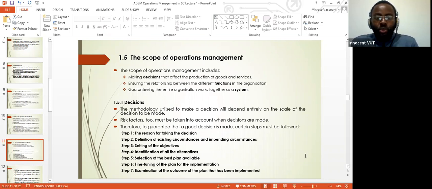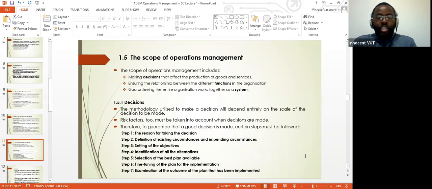Step number two is the definition of existing circumstances and impending, or forthcoming, circumstances. These two circumstances need to be evaluated in detail. Under this step, information on price, cost, labor needs, market segment, and capital needs should be researched.